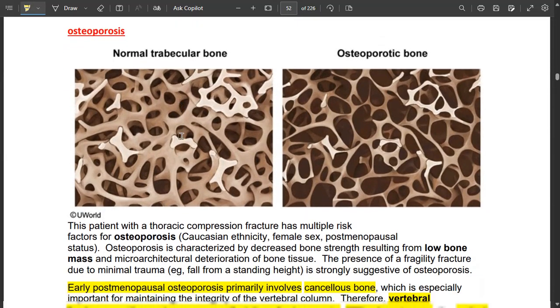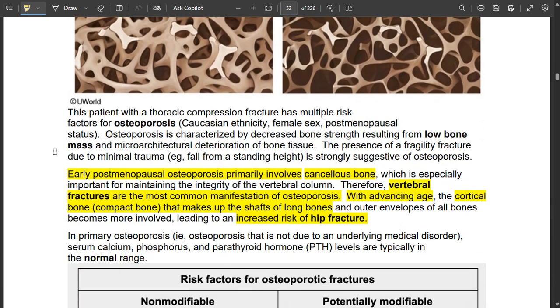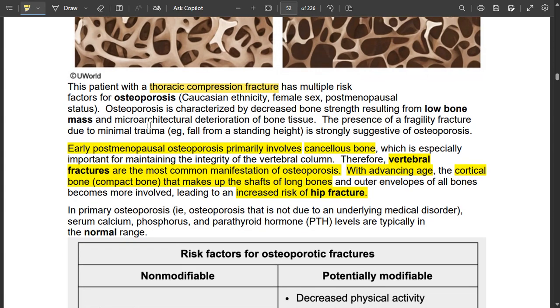Now let's talk about osteoporosis. Normal trabecular bone and osteoporotic bone: the osteoporotic bone has more gaps. The patient with a thoracic compression fracture has multiple risk factors for osteoporosis: Caucasian ethnicity, female sex, and post-menopausal status. In a patient with these factors, osteoporosis is very common.